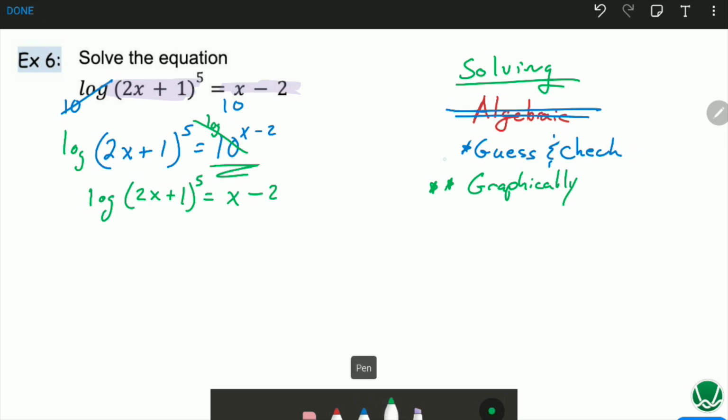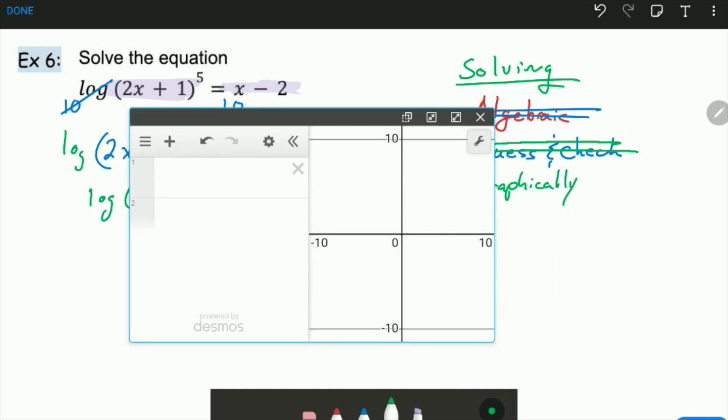Guess and check, well, we could guess and check this, but who knows what this could be. It could be some crazy small decimal that we would spend hours trying to guess. So yeah, guess and check is not efficient. We could do it, but again, not efficient. So let's go graphically. Graphically will get us there.